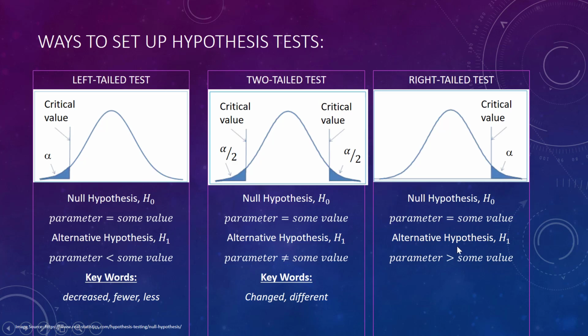In a right-tailed test, as you can see, we use the greater than symbol because we are shading to the right of this critical value. Keywords to look for to know that we are going to do a right-tailed test are increased, more, or greater.